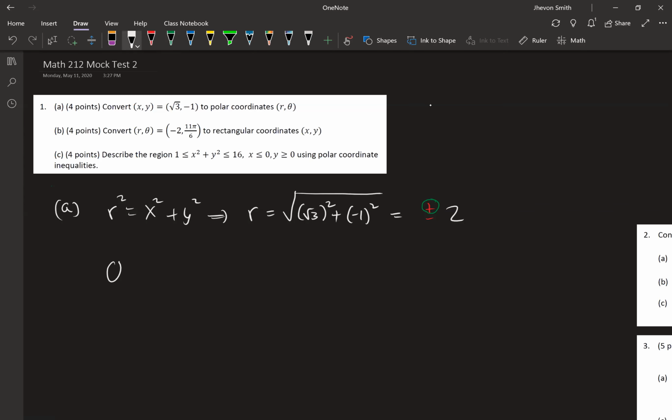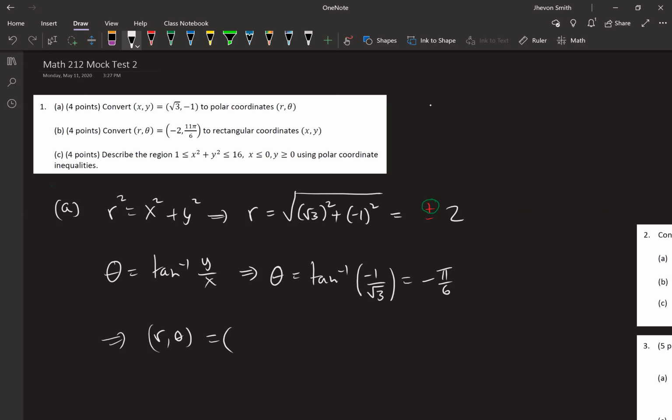And then for theta, you can write that as the tan inverse of y over x. So now you realize, where is the tangent equal to minus 1 over radical 3? Well, at pi over 6 is where you would get positive 1 over radical 3 for the tangent. So to get the negative, you get negative pi over 6. And so I would say r comma theta is equal to 2 comma minus pi over 6.